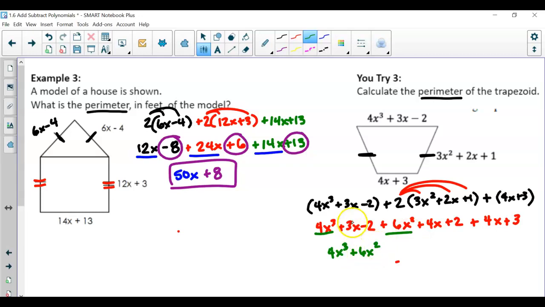Now we do have 3x plus 4x plus another 4x, which now gets you 11x. And last, combine the constants. So negative 2 plus 2 plus 3, which gets you plus 3.